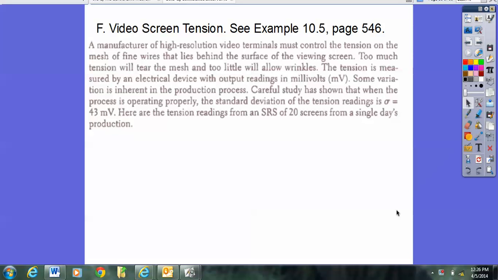Hey folks, this one is going to be constructing a confidence interval. Let's see, so video screen tension.